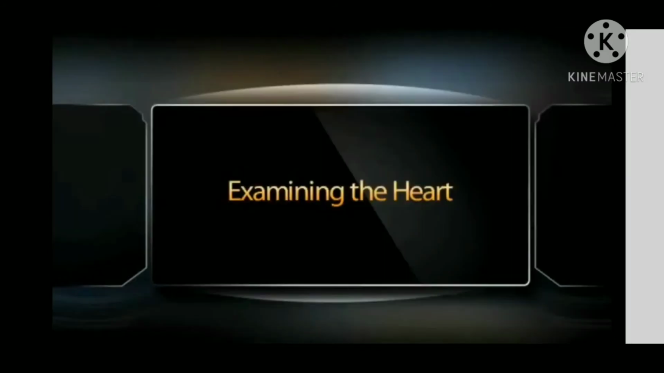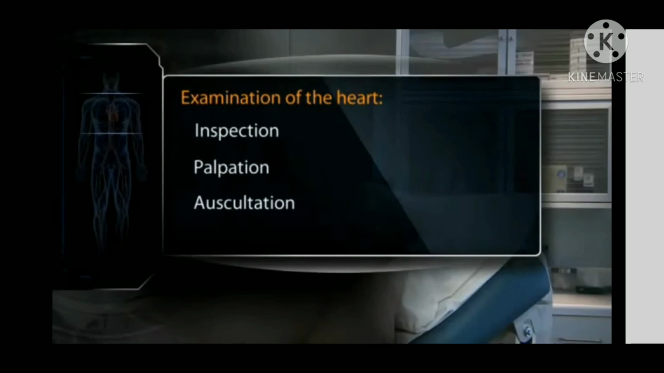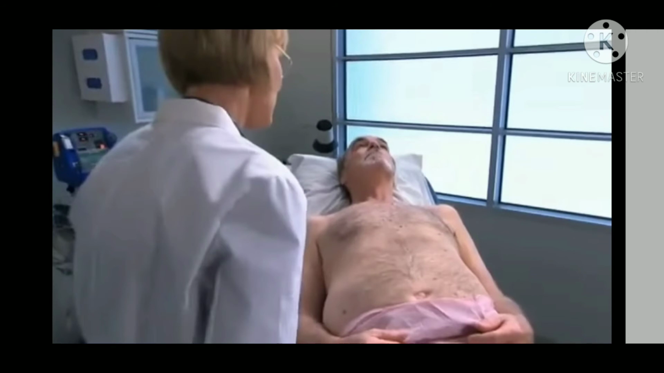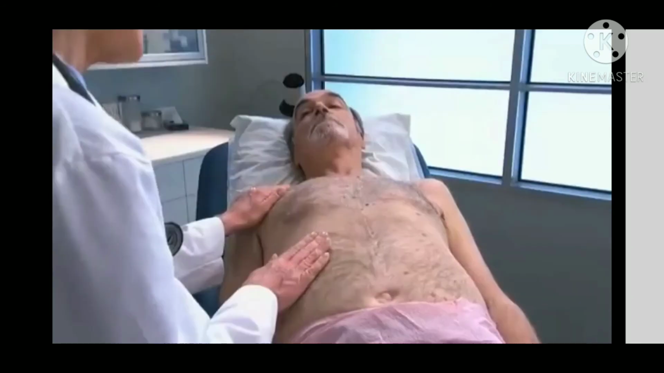Examination of the heart consists of inspection, palpation, and auscultation. For palpation, stand at the patient's right side. Have the patient remain supine. First, inspect the anterior chest, noting any heaves or lifts.